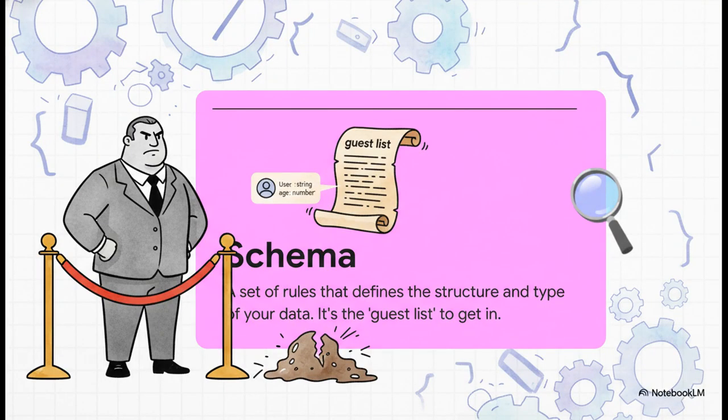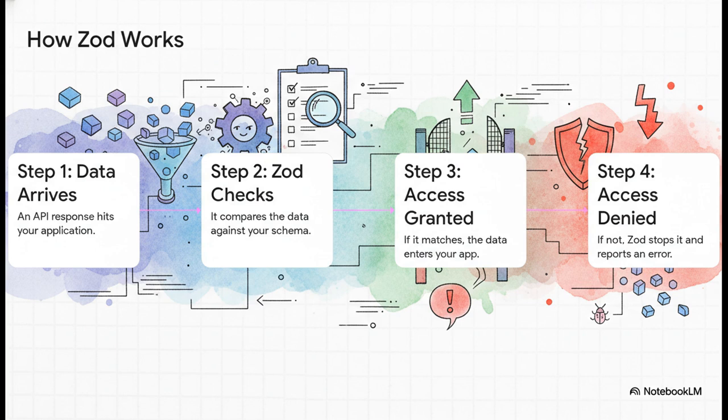So how does our bouncer know who to let in and who to turn away? Well, it's got a guest list, and that guest list is called a schema. A schema is just a really clear set of rules you define. You tell Zod, hey, anyone on the user list has to have a name that's a string and an age that's a number. If they don't match the description, they're not getting in. Simple as that.